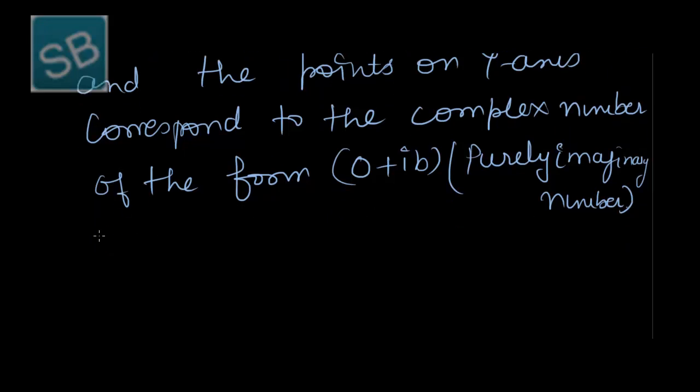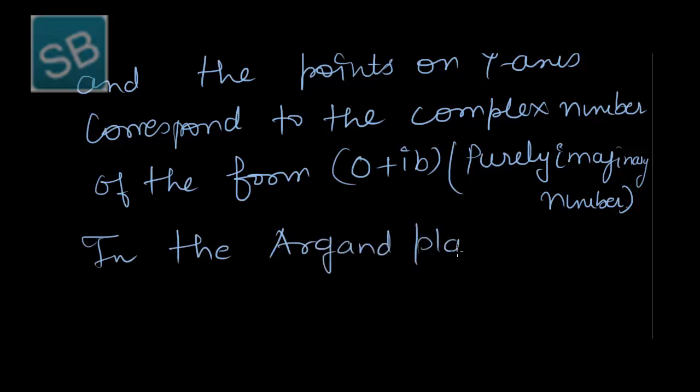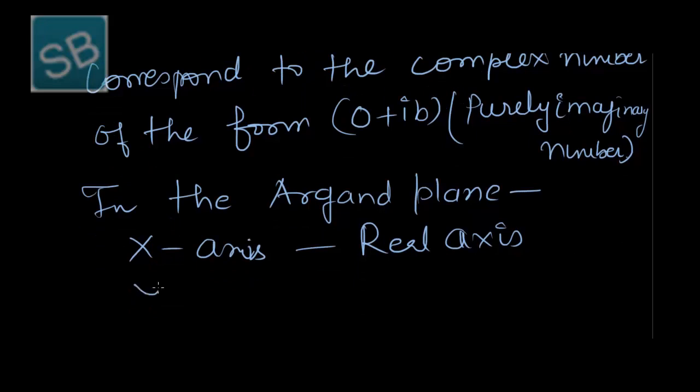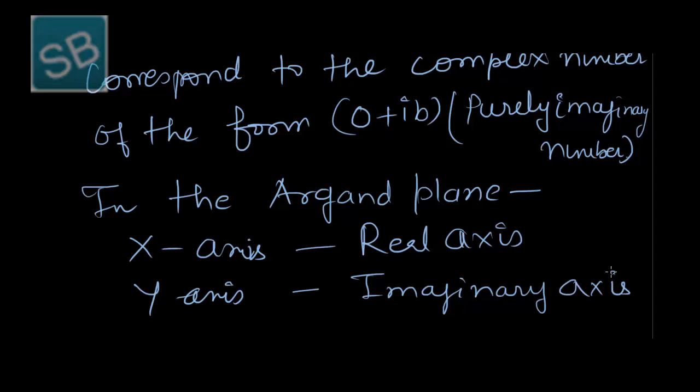So, in the Argand plane, the x-axis is the real axis and the y-axis is named the imaginary axis, and a point represented in the Argand plane is a complex number. So it was all about the Argand plane.